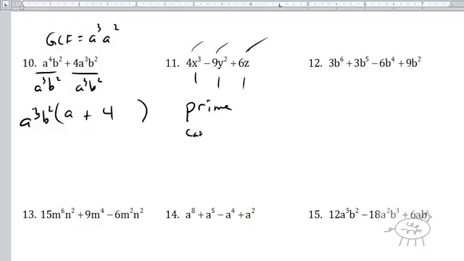So basically, we say this is prime. Prime means you can't factor. There's nothing you can take out of there.